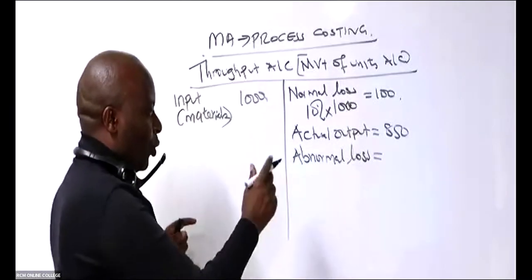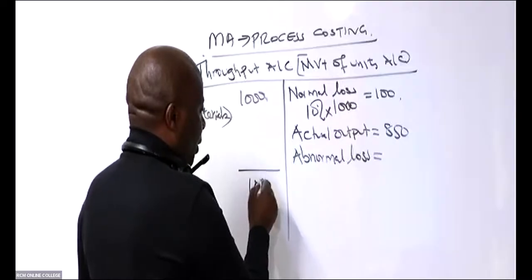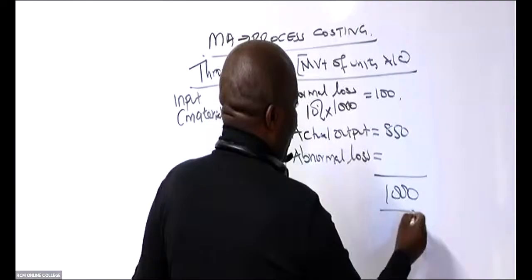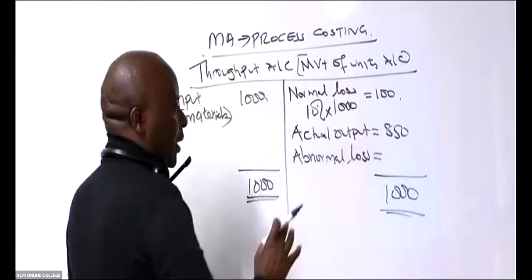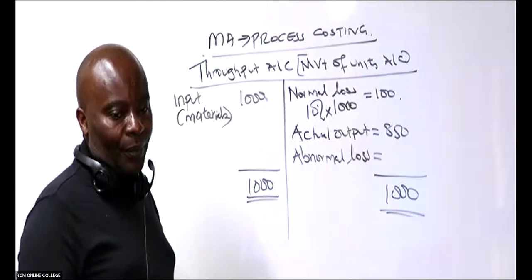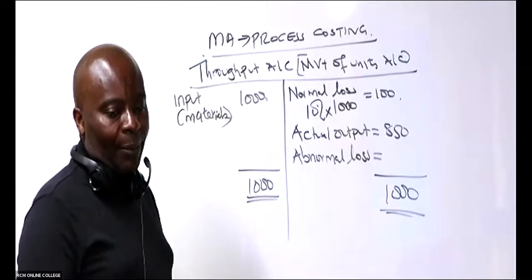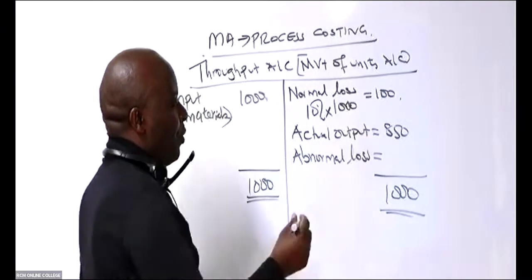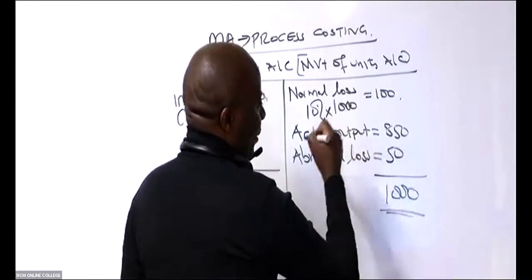So, of course, I'll go to the credit because I can see this is 1,000. So 1,000 minus this will end up giving me how much? 50. Thank you very much. Not 50 bob, 50 units.